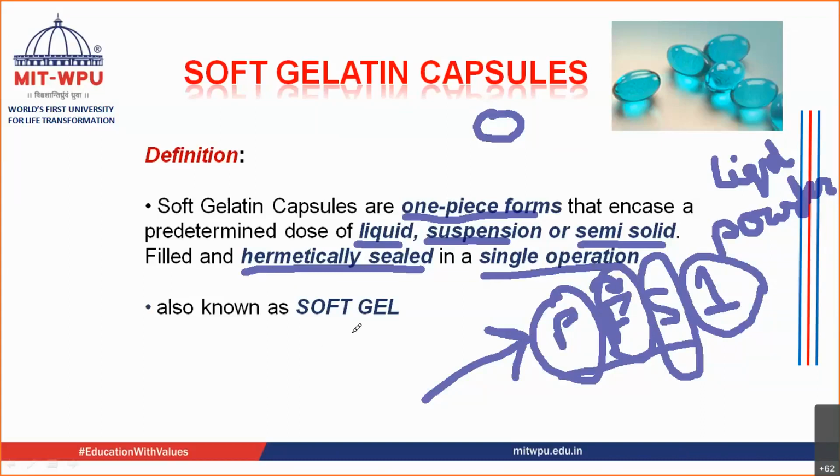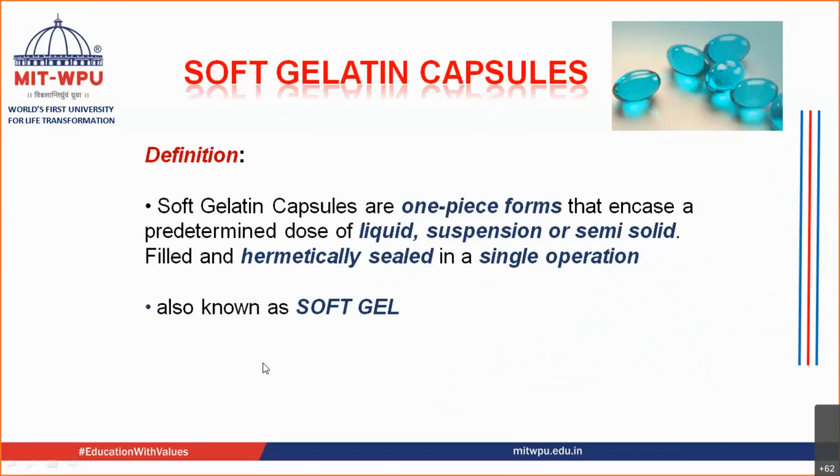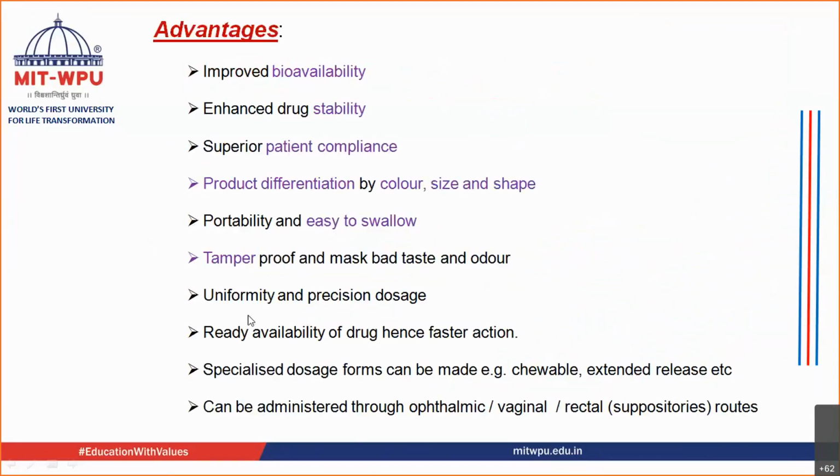These soft gelatin capsules are also known as soft gel, whereas hard gelatin capsules are also known as hard gel. So as per definition, soft gelatin capsules are one piece form that encases a predetermined dose of what? Liquid, suspension, or semi-solid. Powder may also be present, and it is filled and hermetically sealed in a single operation, and they are also known as soft gel. This is about the definition of soft gelatin capsule.